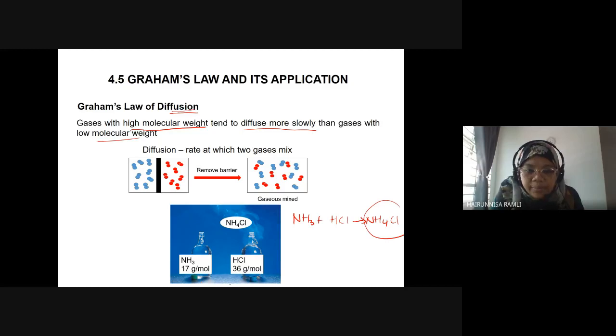Here I think it is not proper to put it as a solid. This is a white fume. So when we open the bottle, suddenly we can see white fume near the HCl. This white fume is what we get. This means that NH3 is lighter, 17 grams per mole compared to HCl at 36 grams per mole. It moves faster towards HCl. So when it moves faster, it reacts with the HCl and you get white fume on top of the bottle of HCl. So we can conclude that ammonia is lighter and it diffuses faster.